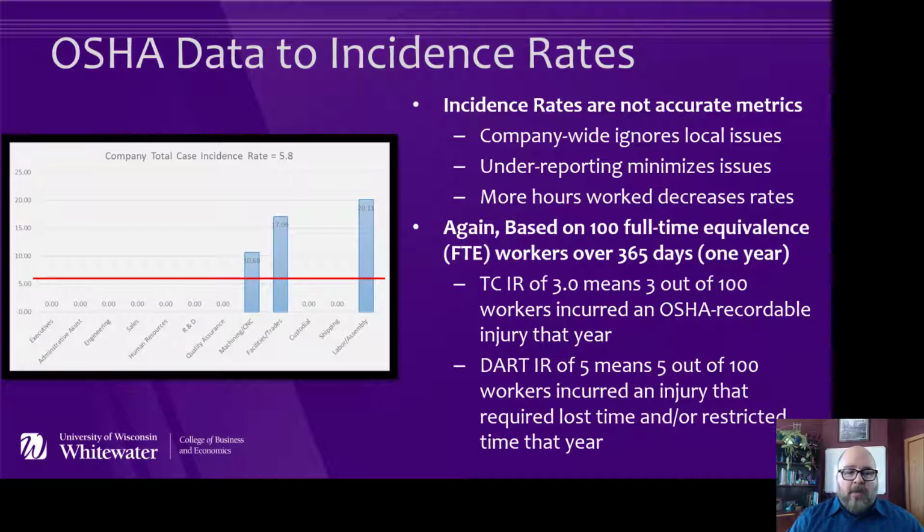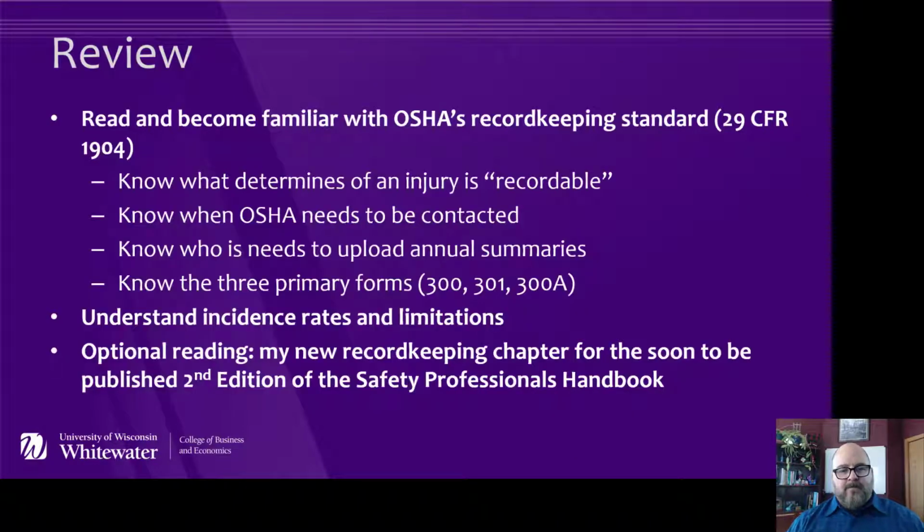Here you can see, company-wide, they're at 5.8. Yay, we're doing a great job. But if you look at individual job titles, certain jobs are getting throttled. That gets washed out when you just calculate incidence rates and say, this is who we are, this is how our program's performing. Then I show some examples here. The total case rate means 3 out of 100 workers. The DART rate, 5 out of 100 workers, for the type of cases you're investigating.